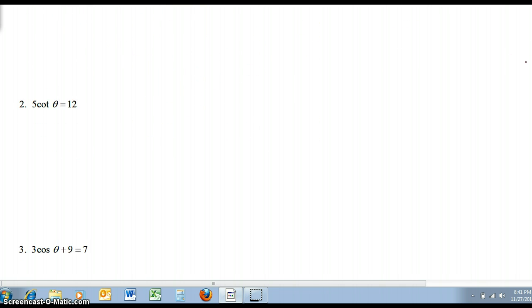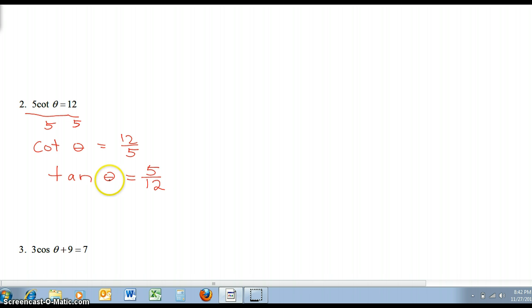Now number 2, we do have to do something here because first of all it's not isolated. So the first thing I'm going to do is divide both sides by 5. So I end up with the cotangent of theta equals 12/5. Now, can I leave it like that? Well, I don't have a cotangent button on my calculator, so I'm going to have to do the reciprocal. The reciprocal of cotangent is the tangent of theta. But if I've taken the reciprocal of the left side of the equation, then I must also take the reciprocal of the right side of the equation. So I'm going to get 5/12.